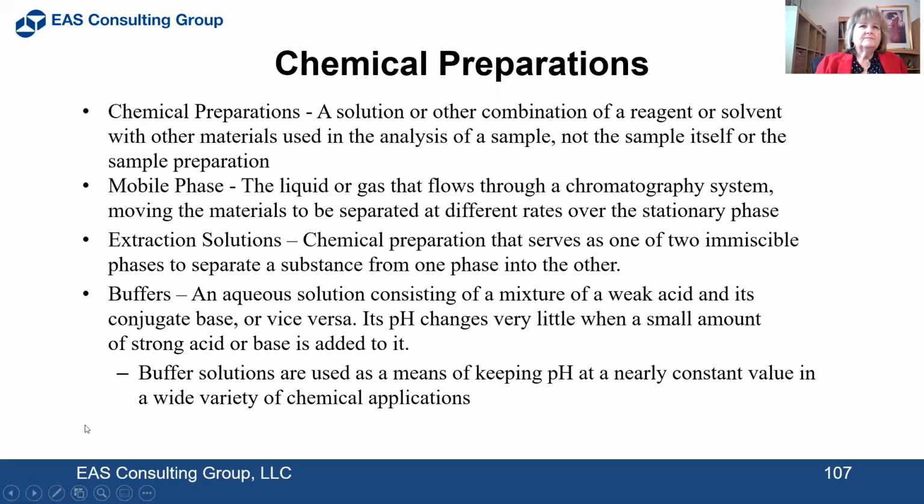Chemical preparations: a solution or other combination of a reagent or solvent with other materials used in the analysis of a sample, not the sample itself or the sample preparation. There's mobile phase that's prepared, extraction solutions, buffers.